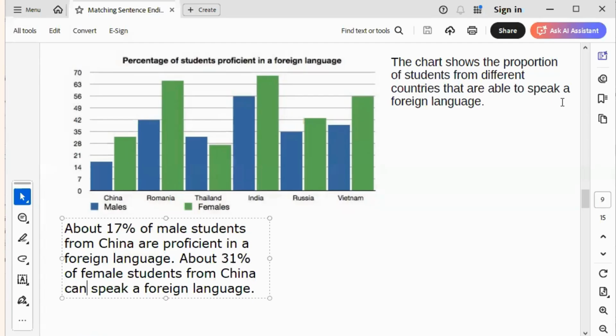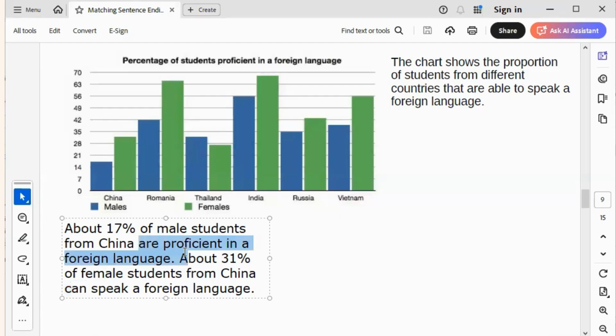17% of male students from China are able to speak a foreign language. Okay, I'm even thinking of something now. It's actually possible to use is or are. About 17% of male students from China are, can you see? A-R-E. Are proficient. But in the second one, I did not use the word ARE. But you see, I used it here.